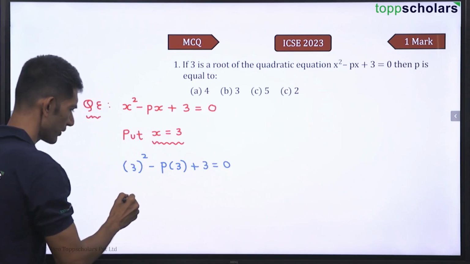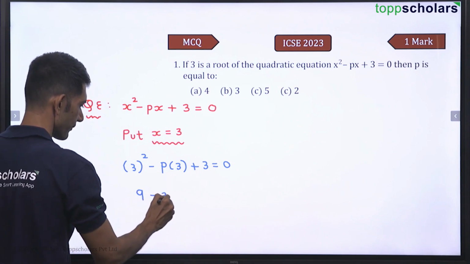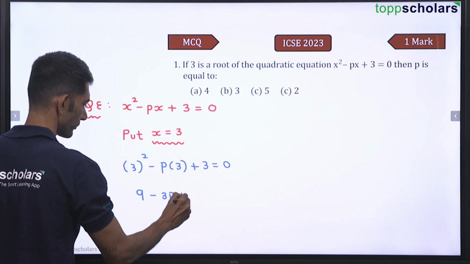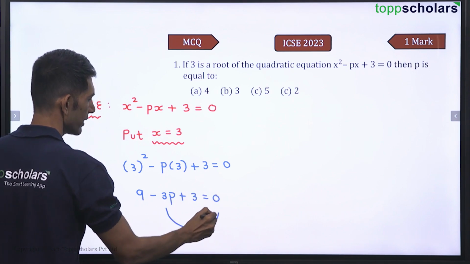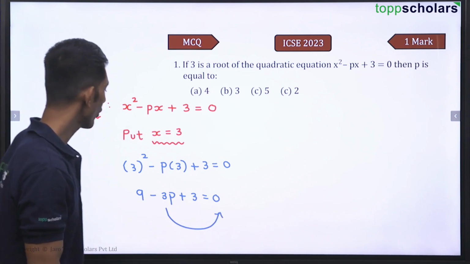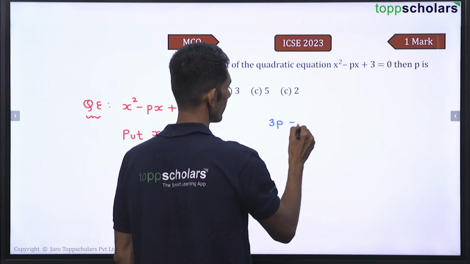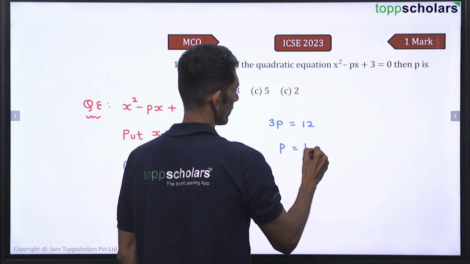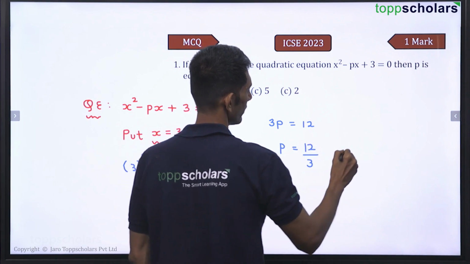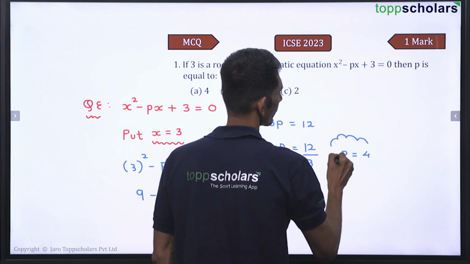So 3 square is how much? 3 square is 9 minus 3p plus 3 is equal to 0. Let us take 3p to the other side. That will become positive 3p. So 3p becomes equal to 12. So p is 12 divided by 3. So the value of p that we get is 4.